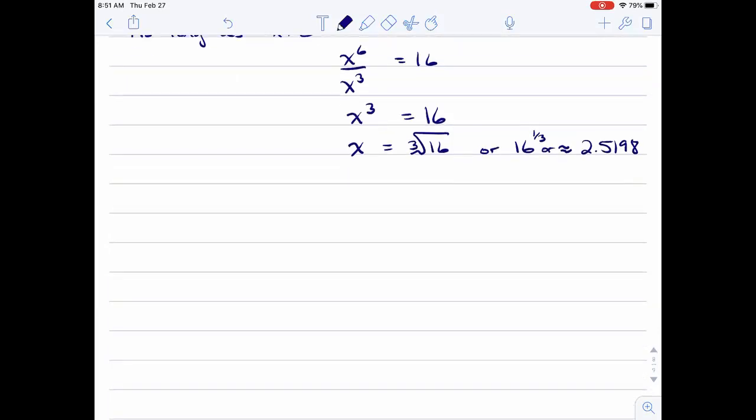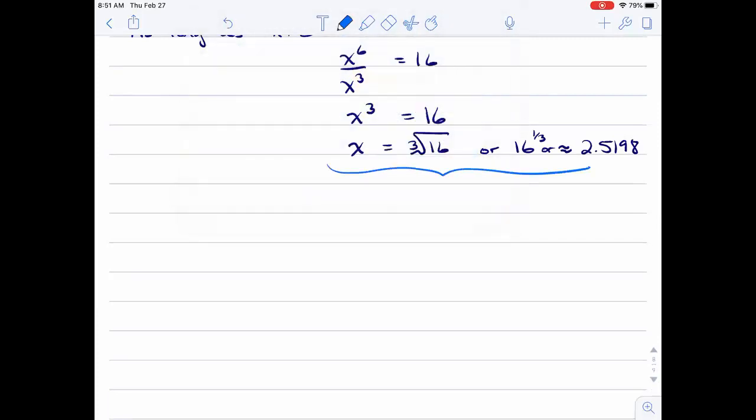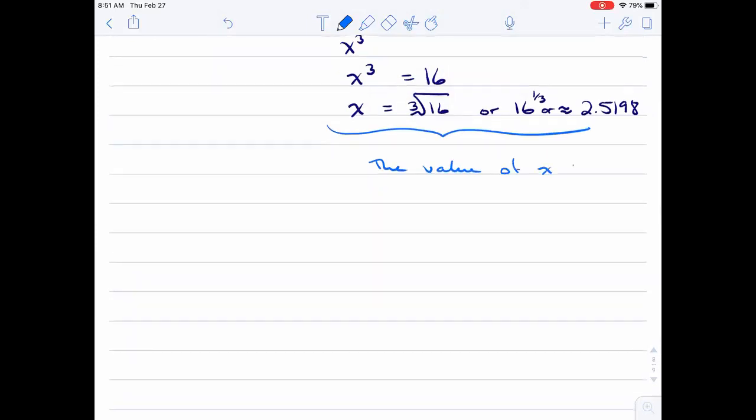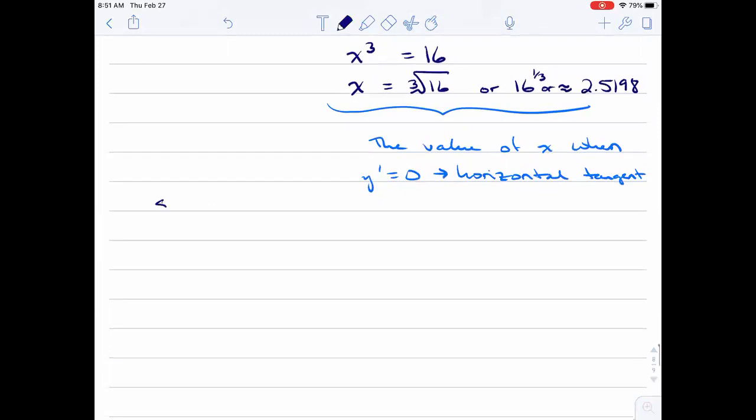So now we can find the value of y. So here, this is the value of x when y prime is 0, right? Which is the horizontal tangent. So we can solve for y at x equals 16 to the 1 over 3. It's probably the easiest.